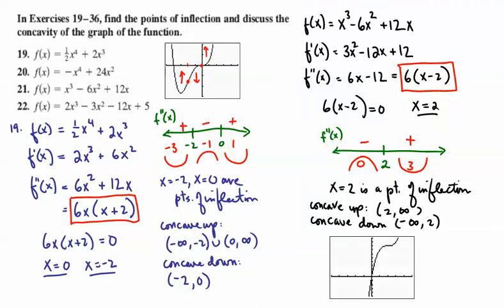So I'll take a picture of this, put it on our workspace. So we can see at x equals 2, clearly the graph went from being concave down to being concave up, and so x equals 2 is our point of inflection. We are concave up from 2 to infinity, concave down from negative infinity up to 2. And that'll do it for this video and for these two problems.